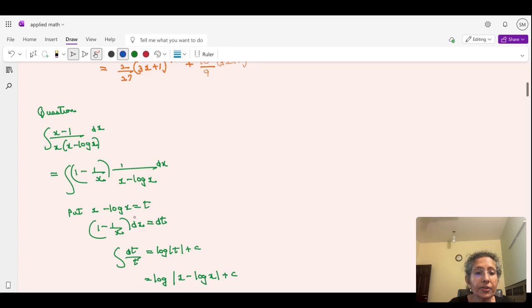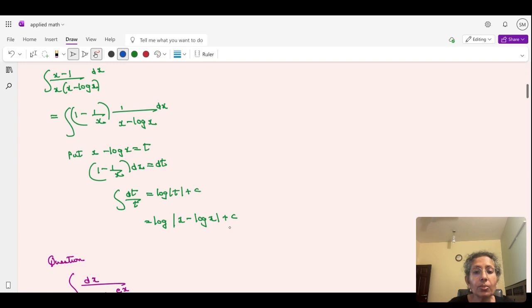So when I take the derivative, what do I get? (1 - 1 by x) dx is dt. So substituting, you get integral dt by t. And this becomes log mod t + c because this is t and this is dt. And now substitute back for t. So it is log mod (x - log x) + c.